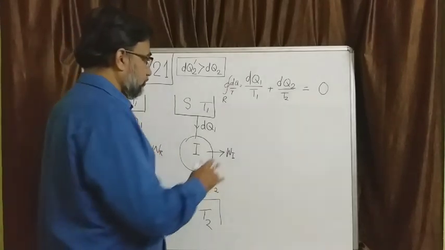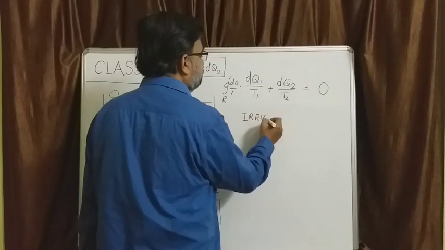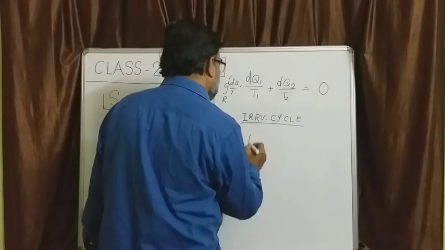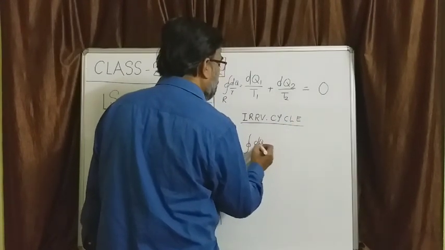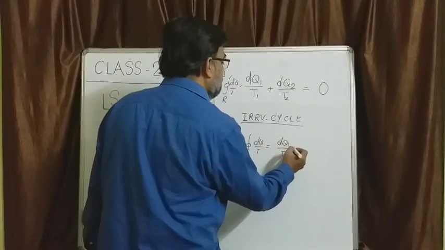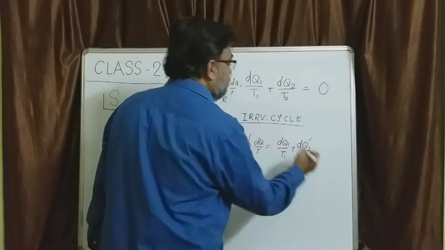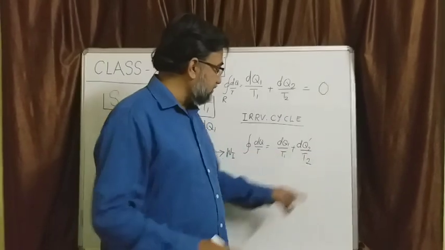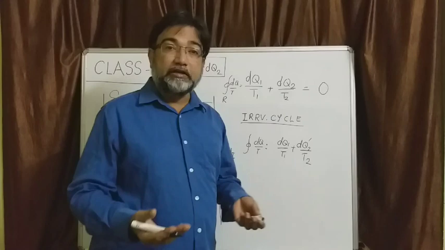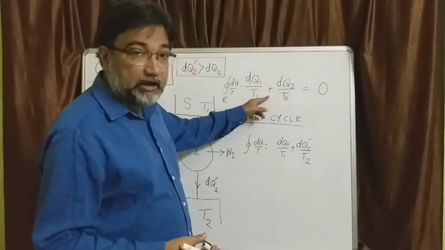Let us see. So for the irreversible cycle depicted here, the cyclic integral of dq by t is equal to dq1 by t1 plus dq2 dash by t2. Now the question is, is this equal to 0, or greater than 0, or less than 0? How to decide? We will decide it by making a comparison with this one.